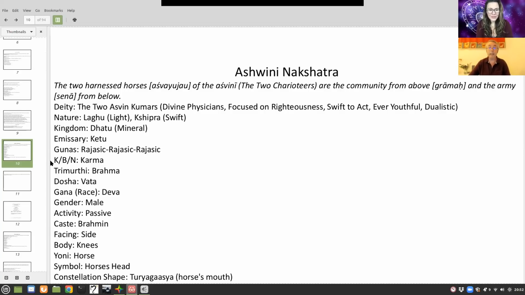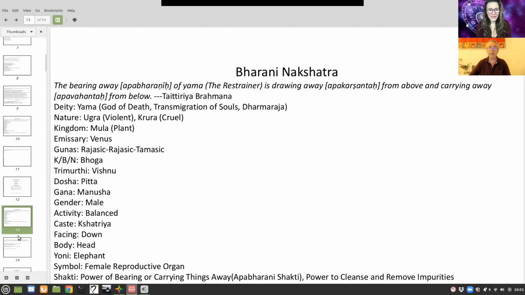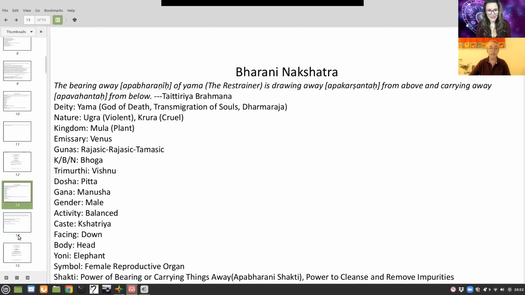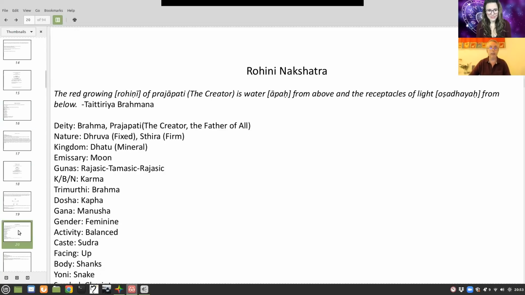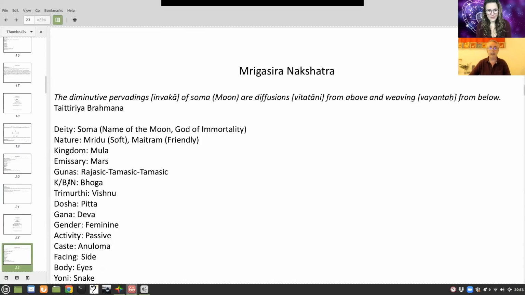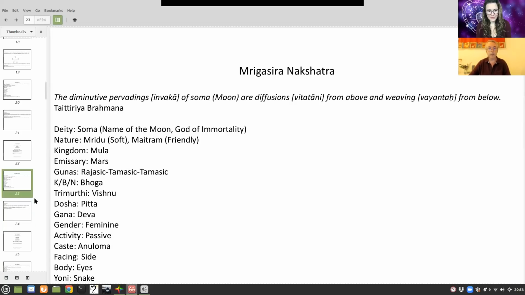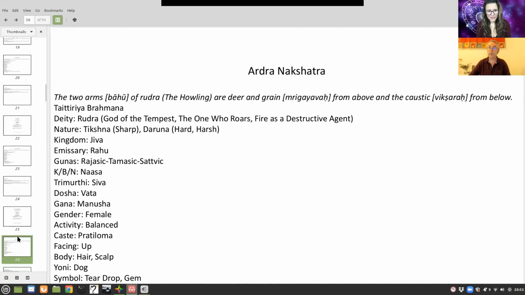Okay. So Ashwini is a Dhatu Nakshatra. No, that was mineral. Dhatu is mineral. Yeah, so Dhatu is mineral. So Bharani Nakshatra, that's a Mula Nakshatra or a plant Nakshatra. Kritika Nakshatra is the Jiva Nakshatra or an animal Nakshatra. And when you get to Rohini Nakshatra, that's a Dhatu based Nakshatra, a mineral Nakshatra, in other words. Mrigashira is a Mula Nakshatra or a plant Nakshatra. And Ardra Nakshatra is a Jiva Nakshatra. So what you'll find is it alternates every third one.